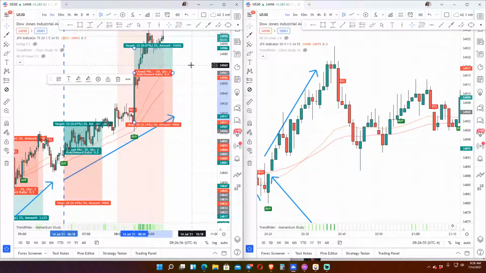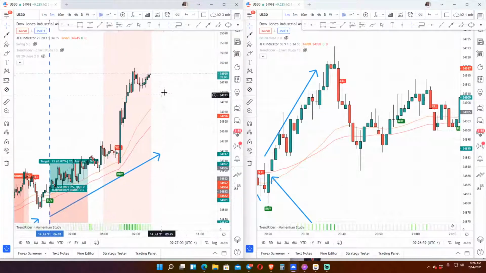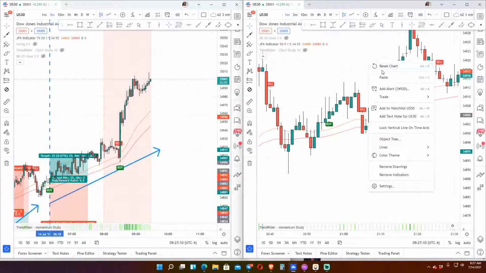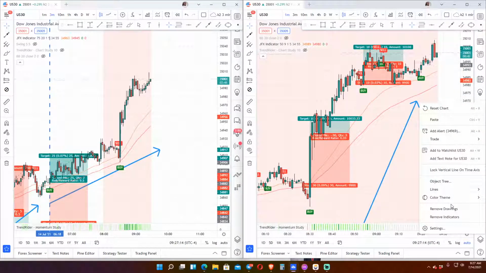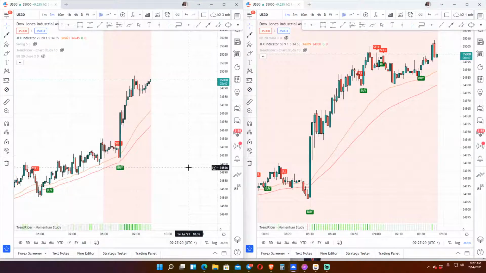All right, so we got about 4 minutes until market opens. As you can see here, price is currently at $35,000 for US 30. Let me reset the chart here. All right, 3 minutes until market open.